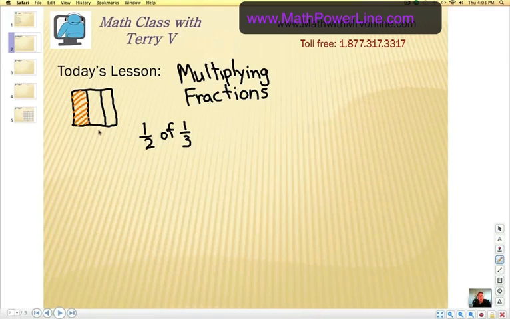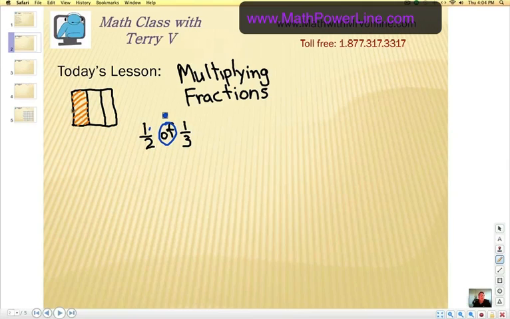So, multiplying fractions. As you can see by my diagram, I have in orange here 1/3, 1 part out of 3 shaded in. Now, the very easy, simple idea I want you to start with is when you see a fraction of a fraction, you use the word "of," or at least you think that concept, 1/2 of 1/3. Okay? You need to think of the word "of" as a multiplication. I'm going to use a dot for multiplication. So here's 1/3 in orange.